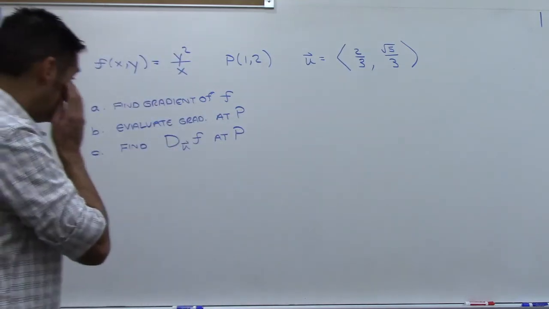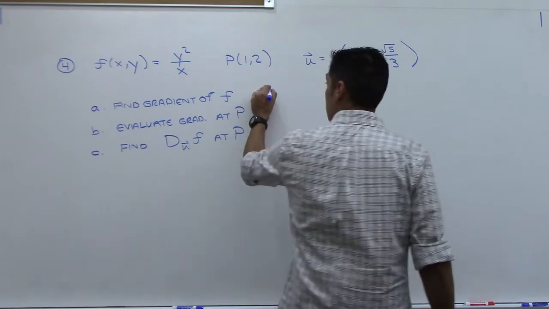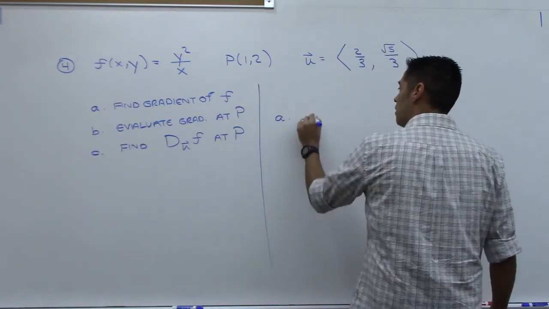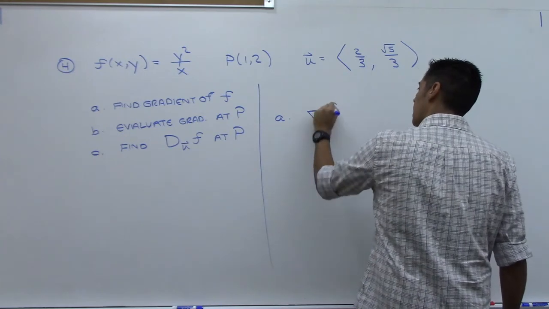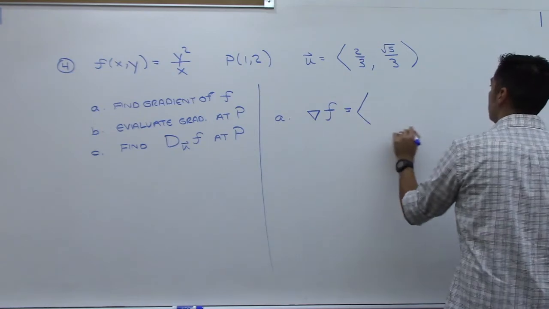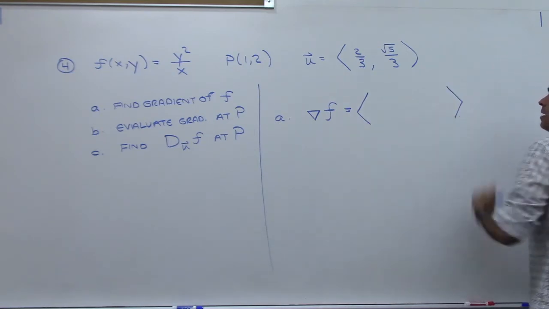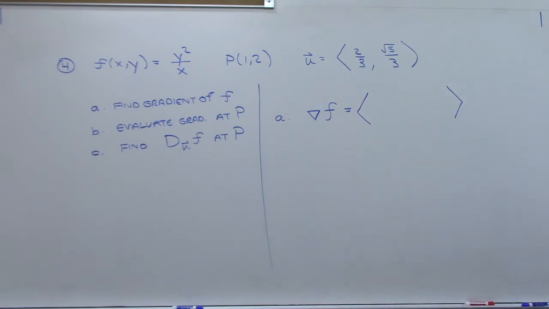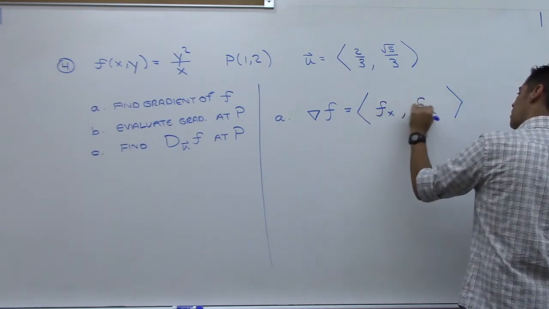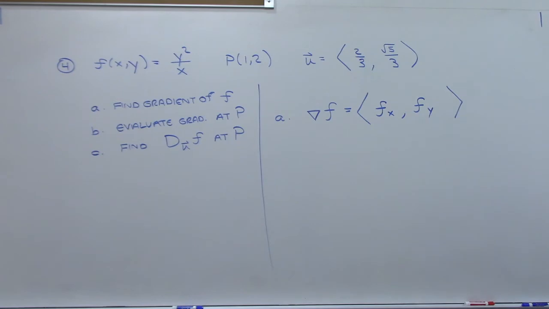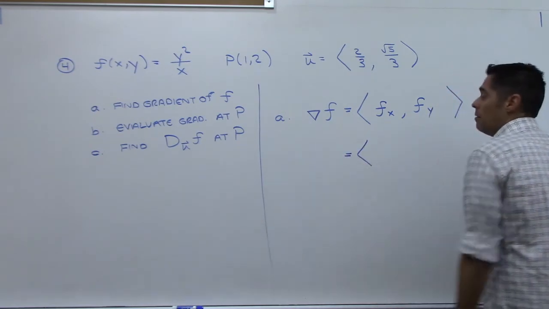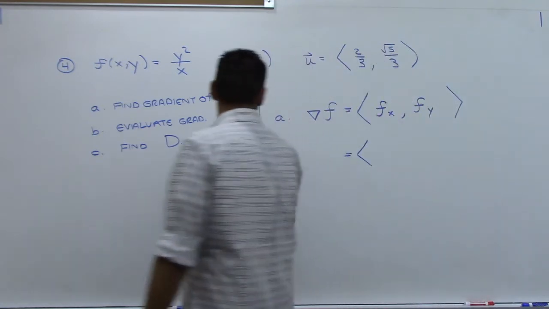Okay. All right, so let's take a look at this. Part A, what is the gradient of f? Well, the gradient of f, we write del f, and it's equal to, in this case, since it's only 2 variables, it's a vector. It has 2 components to it. The first component is the partial of f with respect to x. The second is the partial of f with respect to y. So this is going to be equal to, all right, what is the partial of f with respect to x?